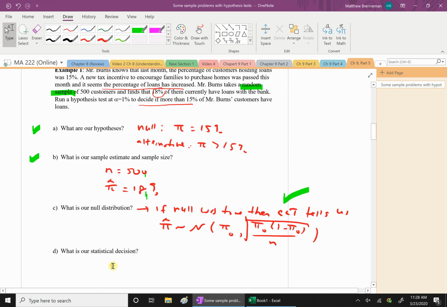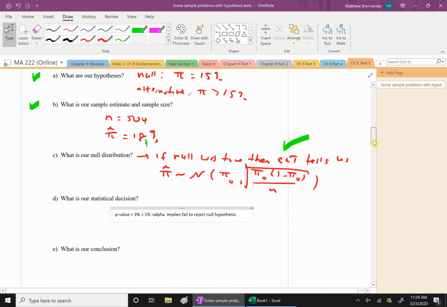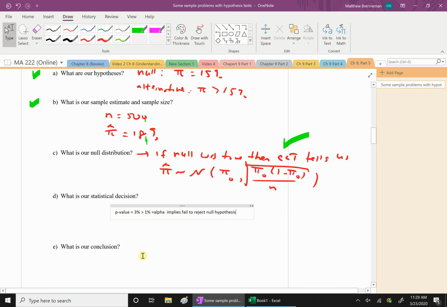And so our statistical decision, well, let's think about it, right? So our p-value here, which is roughly 3%, is greater than 1%, which is alpha. So when the p-value is greater than alpha, we fail to reject the null hypothesis. Okay? In other words, there's some evidence but not enough.